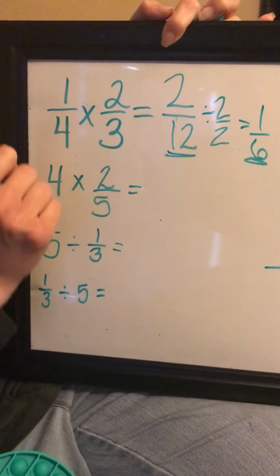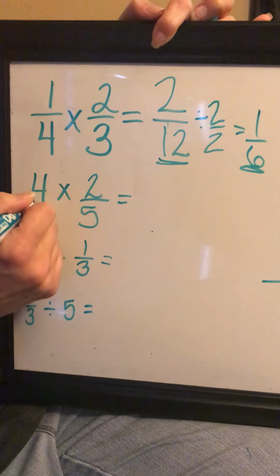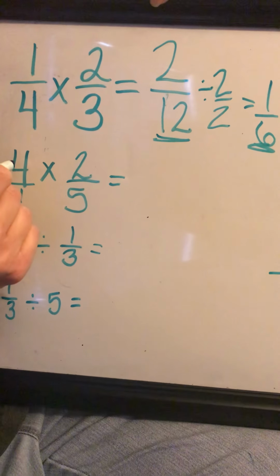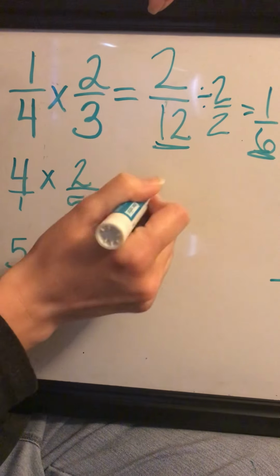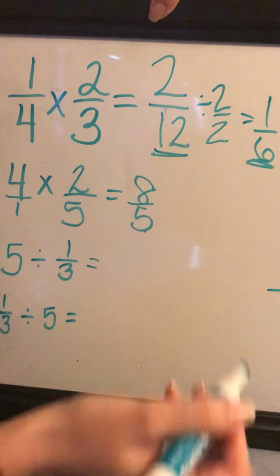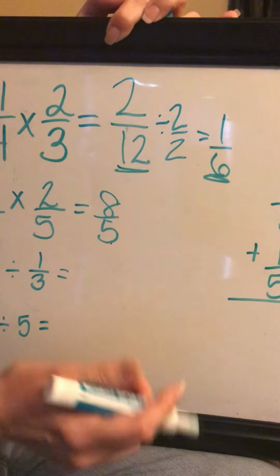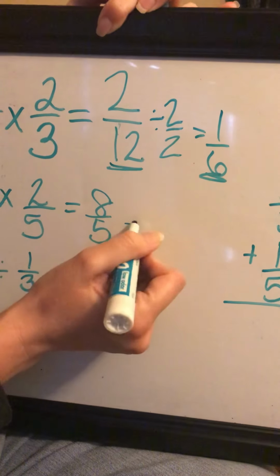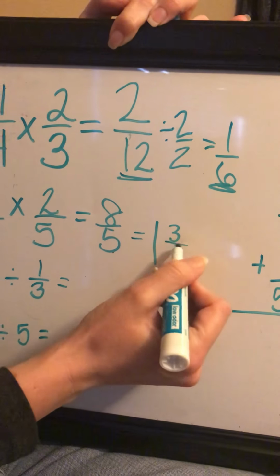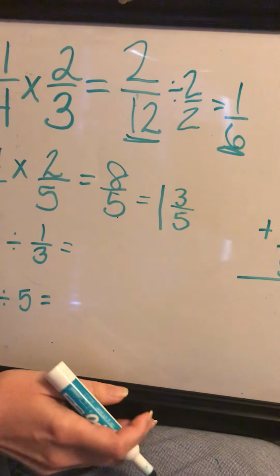So whenever I multiply a whole number by a fraction, I can turn the whole number into a fraction by putting a 1 underneath it. And then I just multiply the numerators. 4 times 2 gives me 8, and then 1 times 5 gives me 5. I can leave this as 8/5, or if they ask me to change it to a mixed number, I know that 5/5 makes 1 whole, and then 8 minus 5 leaves 3/5 left over. So 1 3/5 is another way we can write that.